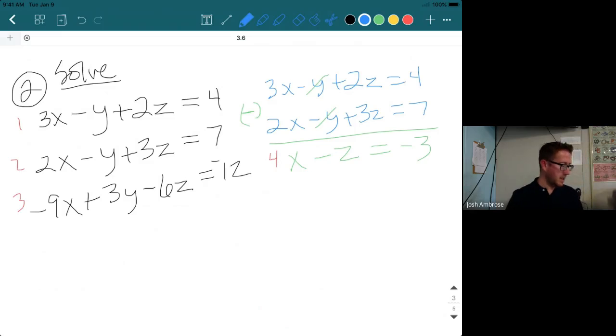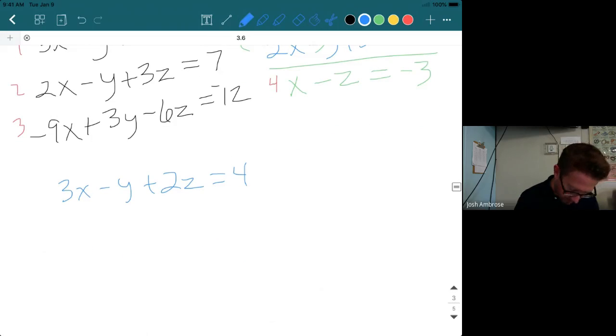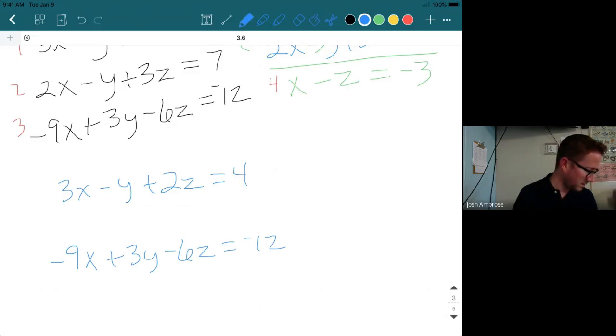All right, now let's take a look. And we will be eliminating y in equation 3. And what other equation am I going to use? I'm going to use equation 1, and I'm going to use equation 3. Okay? 3x minus y plus 2z equals 4. That's equation number 1. And then underneath it, let's get a little bit more space here. All right, we have equation 3, negative 9x plus 3y minus 6z equals negative 12.